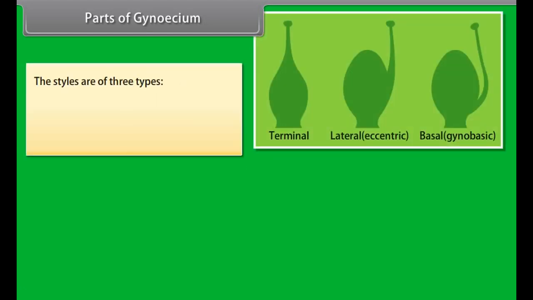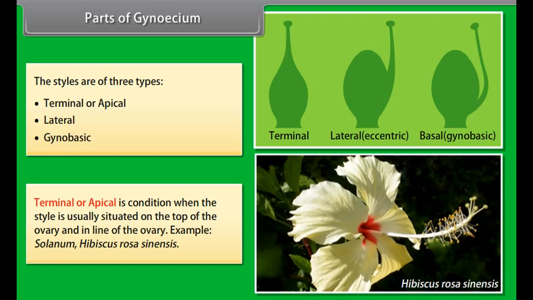The styles are of three types: terminal or apical, lateral, gynobasic. Terminal or apical is the condition when the style is situated on the top of the ovary and in line with the ovary. Example, Solanum, Hibiscus rosa-sinensis.